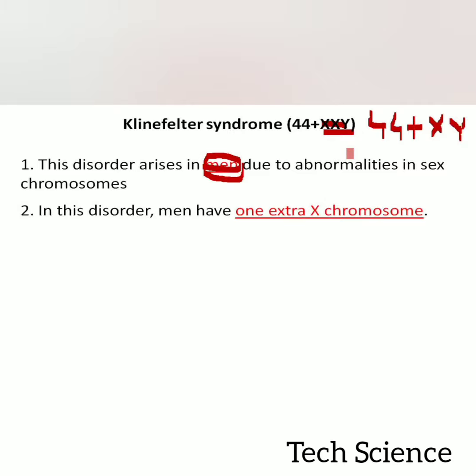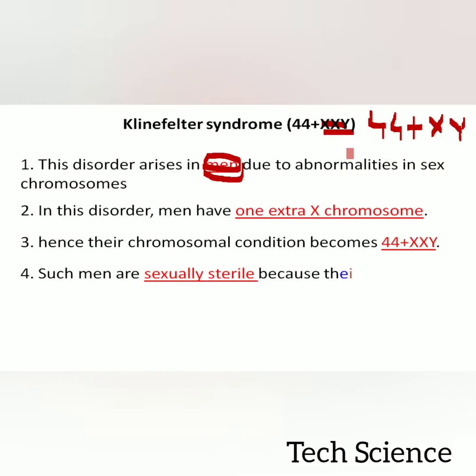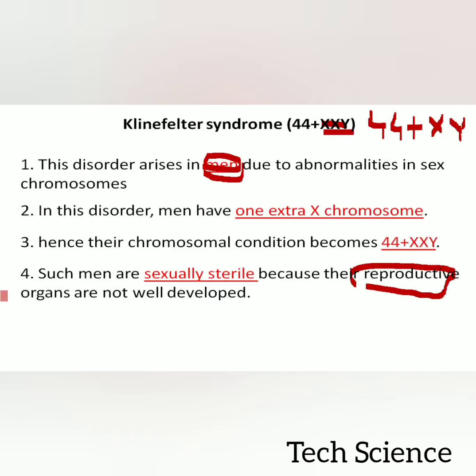Because of this, the chromosomal condition becomes 44 plus XXY, and such males are sexually sterile, because here also the reproductive organs are not well developed. Because of this, Klinefelter syndrome is a kind of disease which is generally found in men.